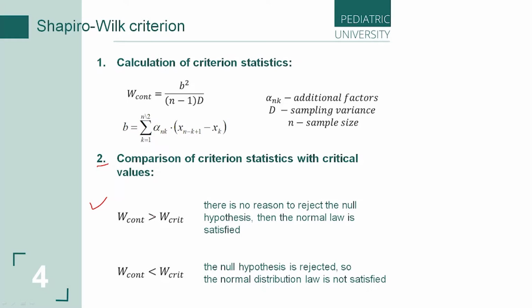We must compare our control value, which we calculated according to our sample, with the critical value. We find the critical value in special tables according to our sample size, and compare it. And after that we can say there is no reason to reject the null hypothesis and the normal distribution law is satisfied, or the opposite, the null hypothesis is rejected, so the normal distribution law is not satisfied.